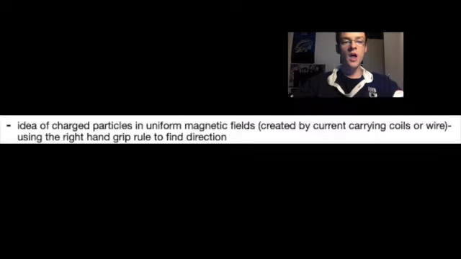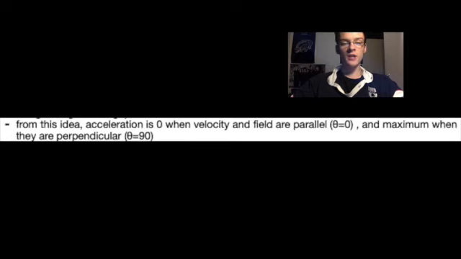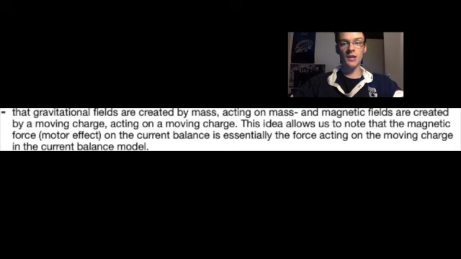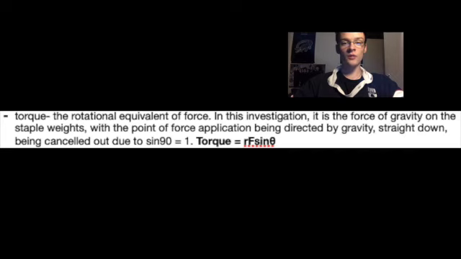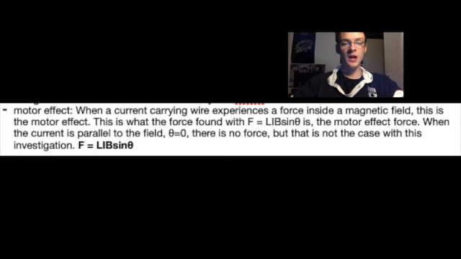The main physics ideas looked at in this experiment were the idea of charged particles in uniform magnetic fields, the acceleration and velocity in a magnetic field, gravitational fields created by mass acting on mass, the magnetic field itself, thinking about the motor effect, the fact that current is a quantity of charge per unit time past a point, thinking about torque of gravity onto the current balance, and the motor effect itself, F equals LIB.